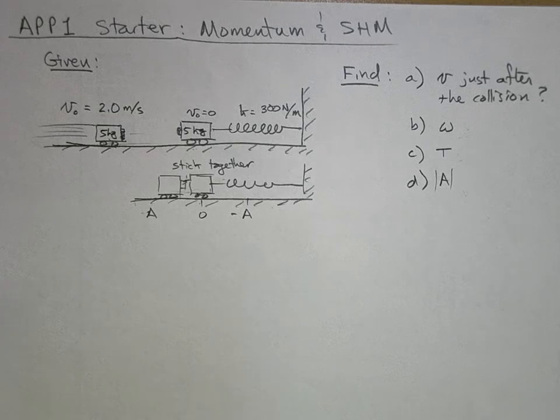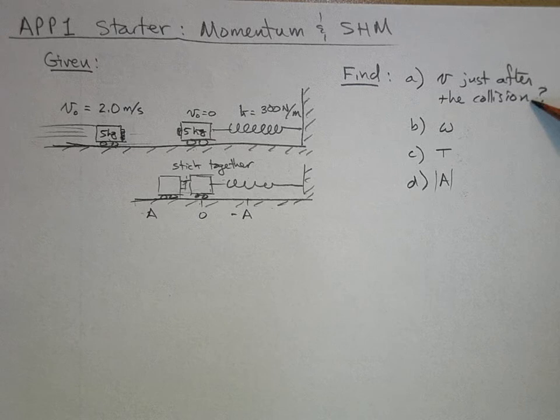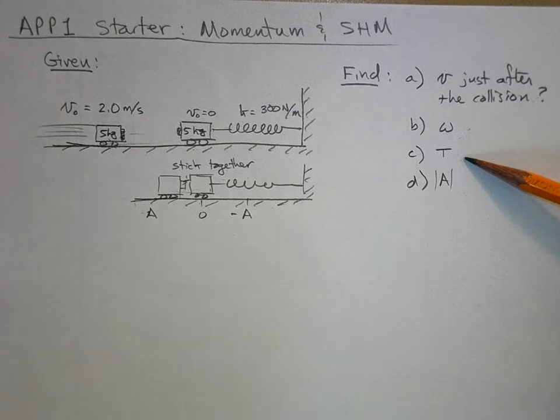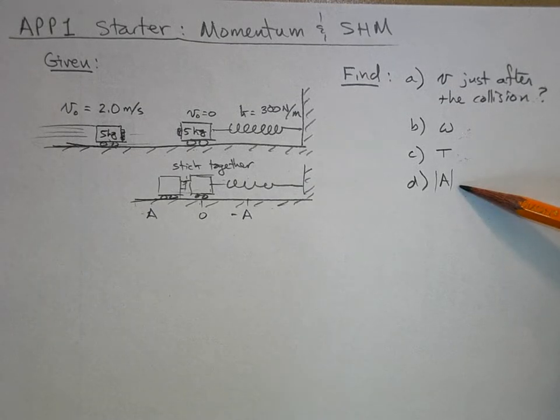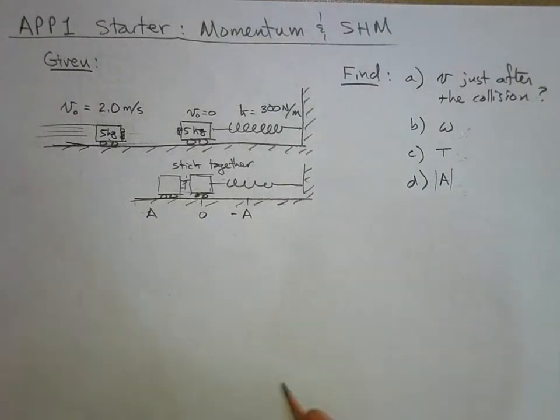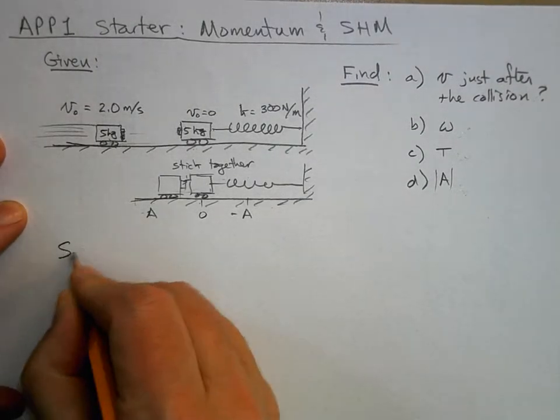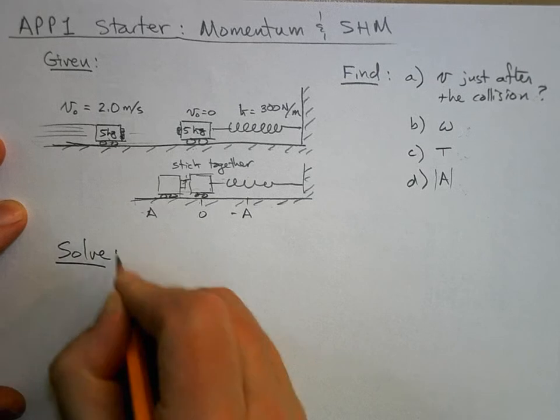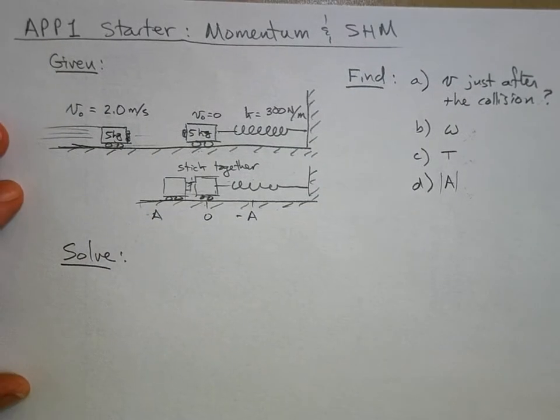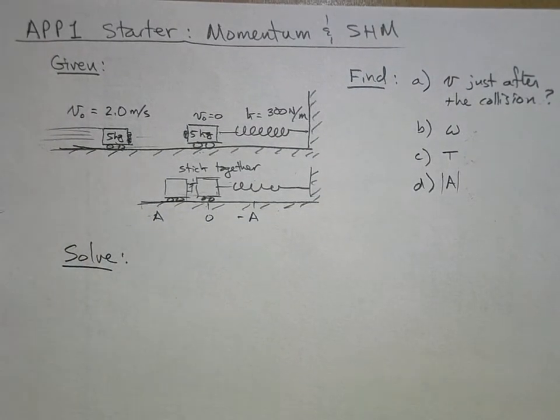So the question is, A, how fast are they going to go just after the collision? B, what is the angular frequency of the system? What is the period for one oscillation? And what will be the amplitude of this oscillator? Okay, so go ahead and pause the video. And when you're done, unpause it and check your work.